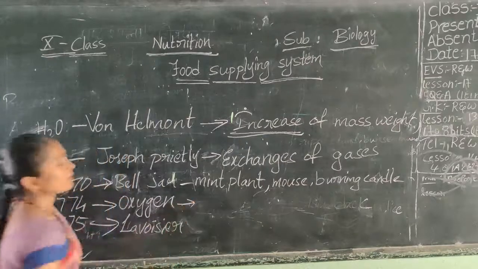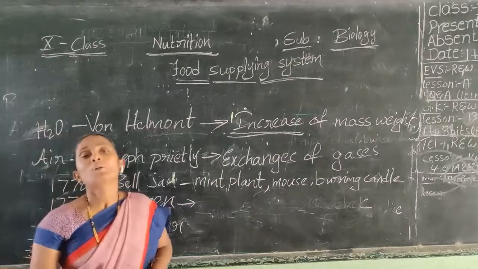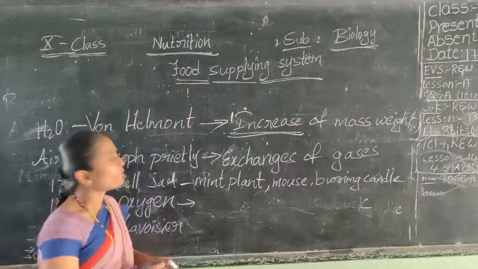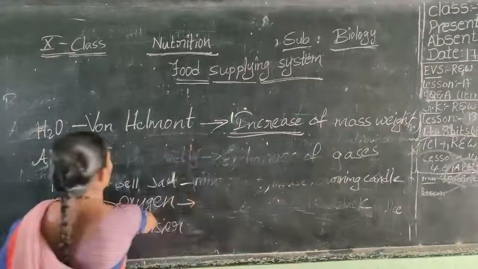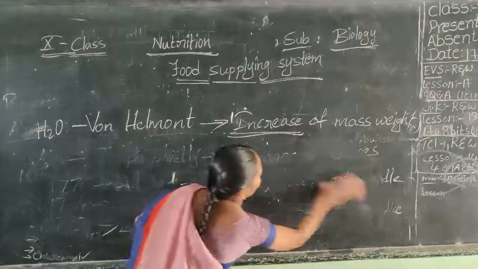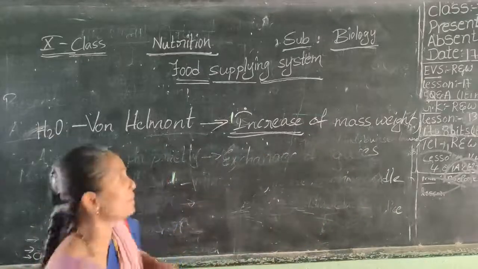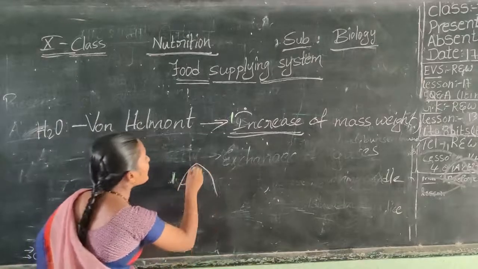Okay, so the bell jar experiment was conducted by Joseph Priestley. First he took a bell jar, kept it inverted on a floor, and then inside the bell jar he kept a burning candle.